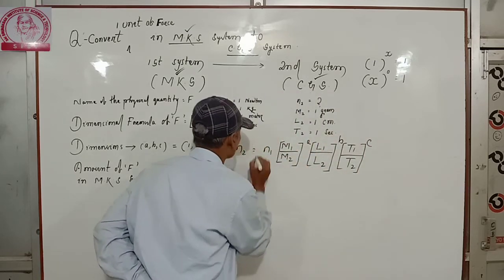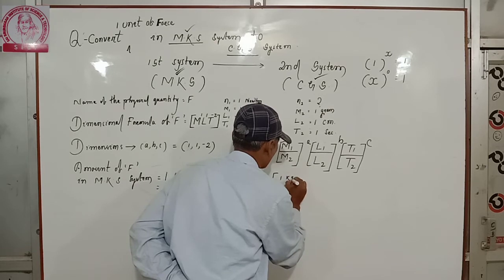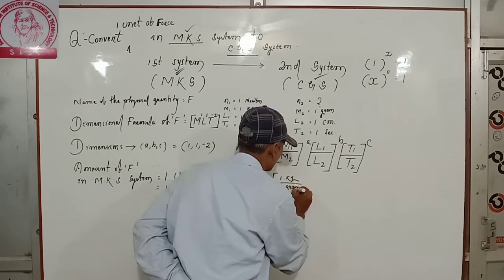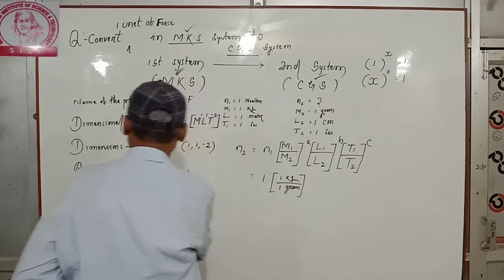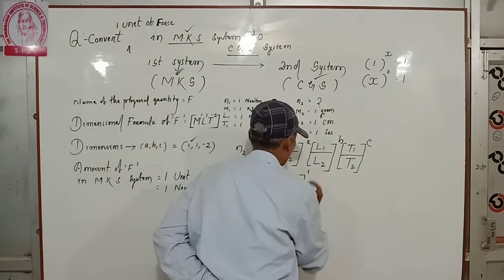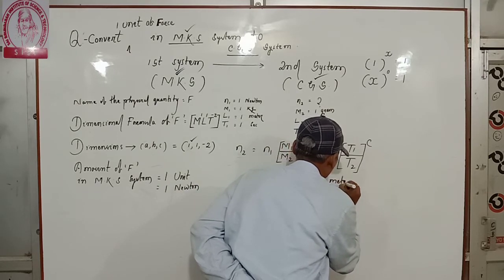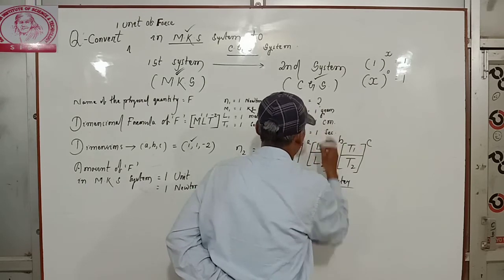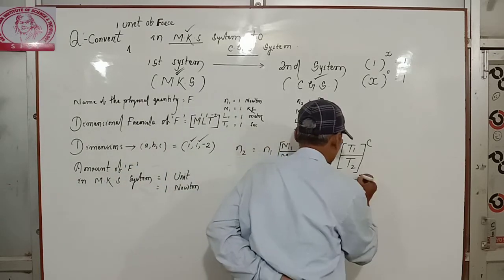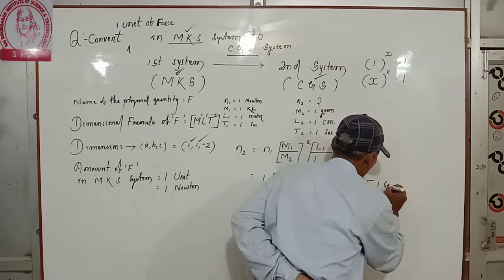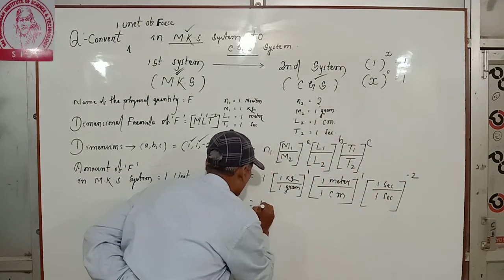This is the formula. So now this is n1, 1 into 1 kg by 1 gram, whole to the power, what is the value of a? a is 1. So it is 1, whole into L1. L1 is 1 meter by 1 centimeter, to the power b. How much is b? It is also 1. And time 1 second by 1 second to the power minus 2.